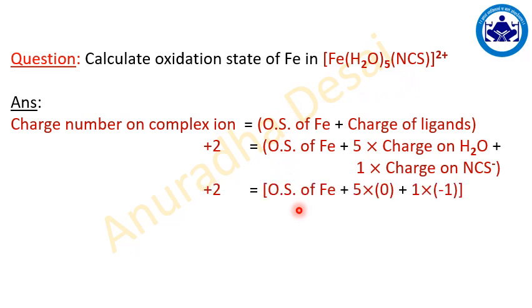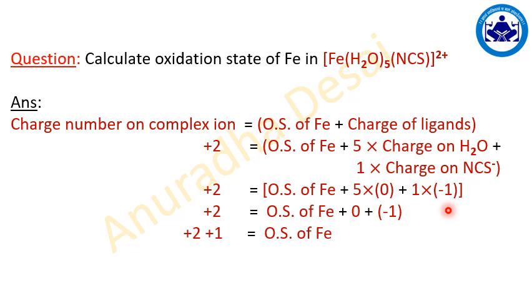Now next step will be +2 will remain as it is equal to oxidation state of Fe plus 5 multiplied by 0, because I know that charge on water molecule is 0. Then 1 multiplied by -1, because I know that the charge on NCS ion will be -1. Solve this particular equation. You will get the value of oxidation state of Fe is +3.